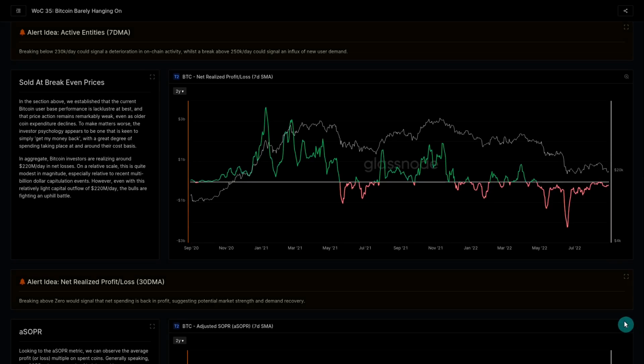So jumping back into our overall analysis, what we're looking at here is now the spending behavior.